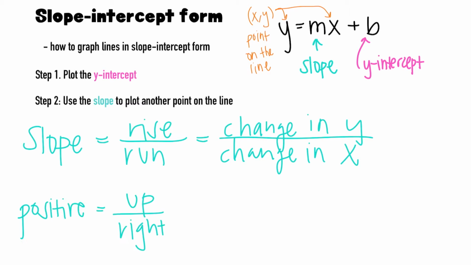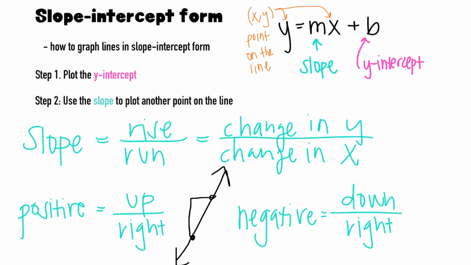So if we have something that has a positive slope, that means we're going to move up some amount and to the right some amount to get to our next point. Because it has a positive slope, we'll end up getting a line that looks like this, that will be going up from left to right. So if we had a line with a negative slope, that would look something like this. We'll start at our point, and then we go down some amount and to the right some amount, and then we'll end up with a line looking like that, that's going down from left to right.